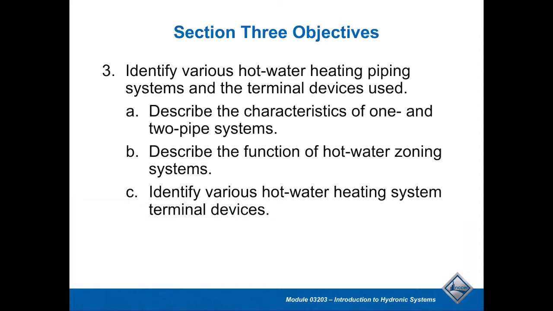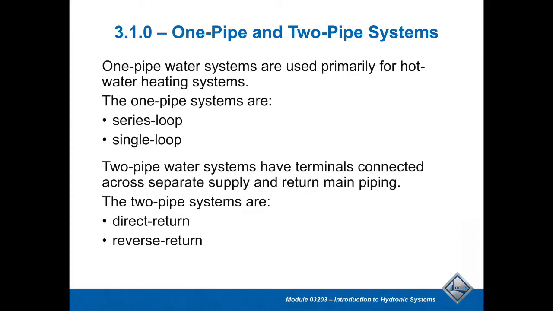All right, so some of the objectives here: identify various hot water system piping systems, terminal devices used, characteristics of the 1 and 2 pipe systems, hot water zoning systems, and then we'll look at other terminal devices that are in there. So we'll get it started.